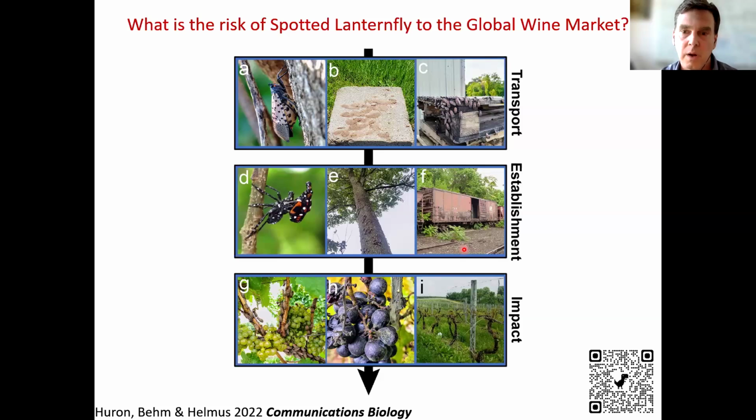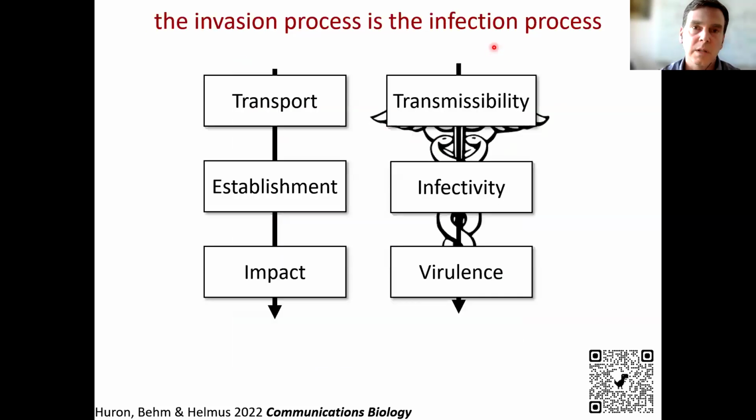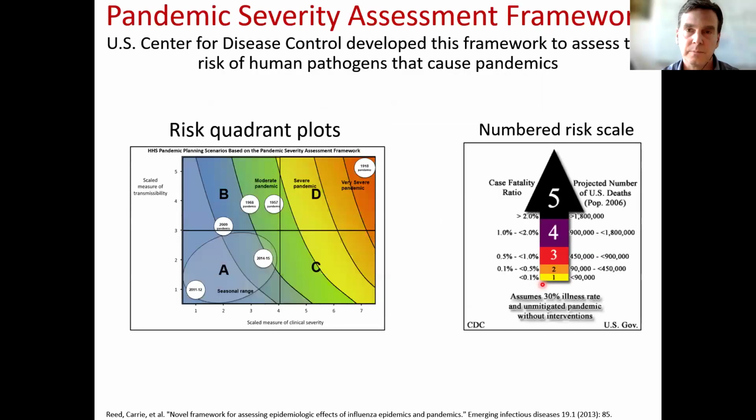impact potential here. And I want to address this question of what the risk of the spotted lanternfly is to the global wine market. And we worked on this during COVID, and we realized that the invasion process is very much like the infection process. So transport can be thought of as transmissibility of a disease. Establishment, that analogous term is called the infectivity of the disease. So how likely it is that once it is transmitted to you, then it actually establishes in your system. And then finally, impact would be virulence here. And they're completely synonymous to the invasion process.